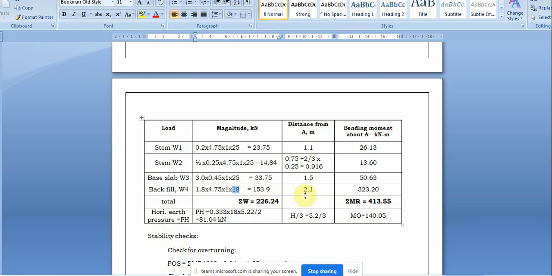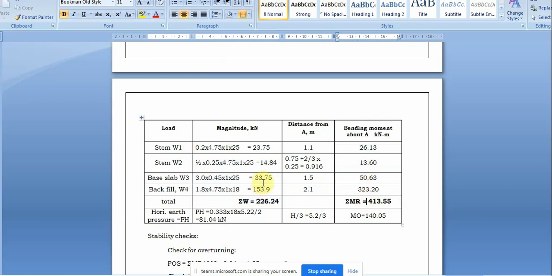Then the distance from A, that is the lever arm, W4 will be L4. L4 is nothing but 0.75 plus 0.45, then half of 1.8, that will be 0.9. Otherwise, total 3 meter minus 0.9, we get 2.1 meter as the lever arm. Multiply this with 153.9, we get a moment of 323. So add all the total vertical loads, that is 226 kilonewtons. Add all the moments which are resisting, that is the moment of resistance, which will be 413.